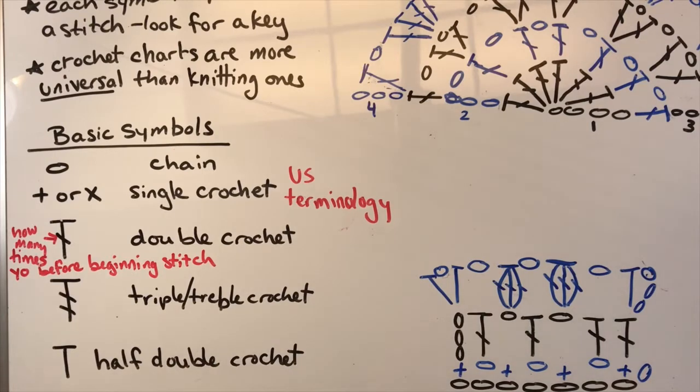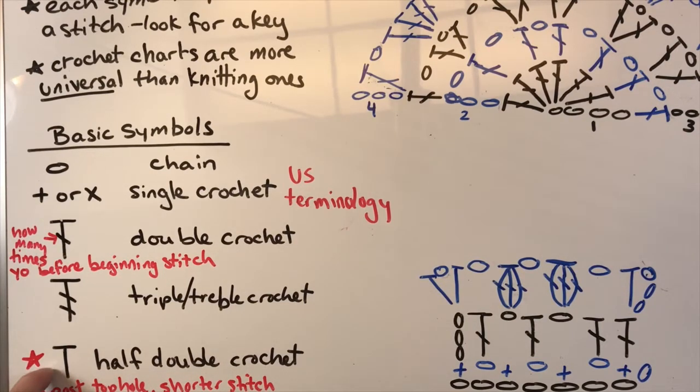Now, I said there are exceptions. Here's the exception: the half double crochet. A half double crochet you do yarn over before you start, but they have to indicate in some way that it is not a double crochet. So this one, it's trying to say it's got a post, it has a top hole, but it is a shorter stitch.